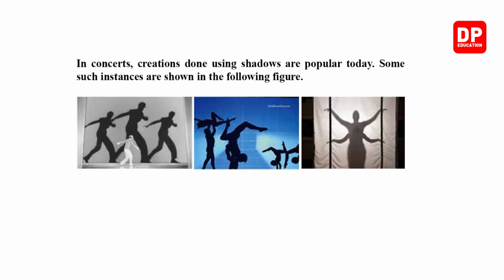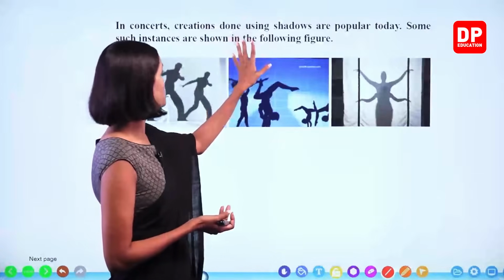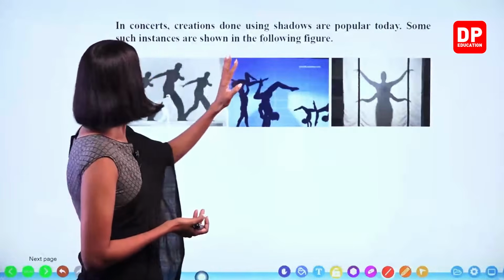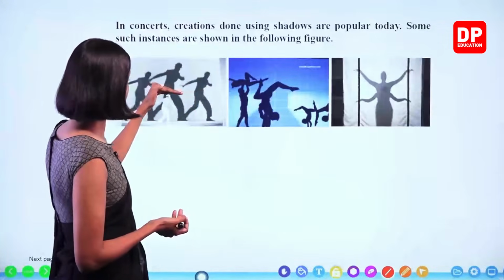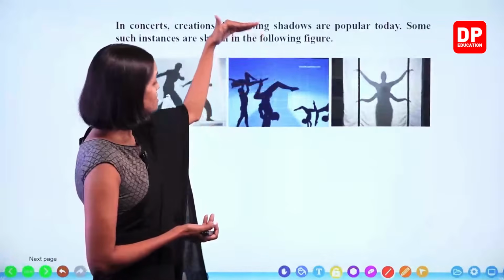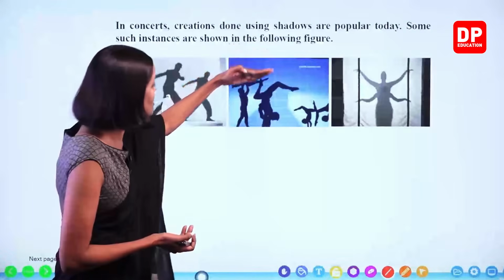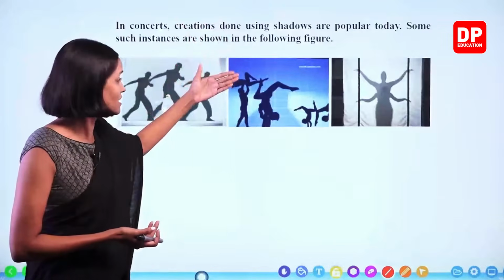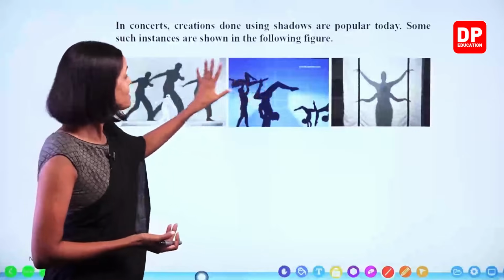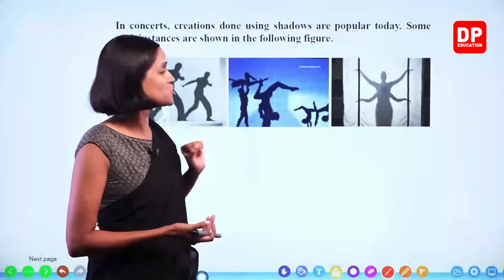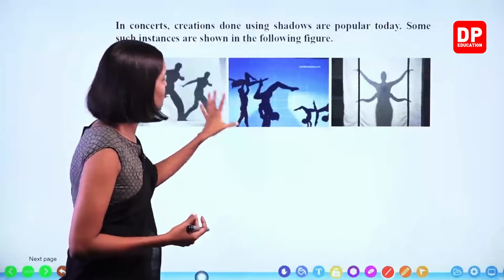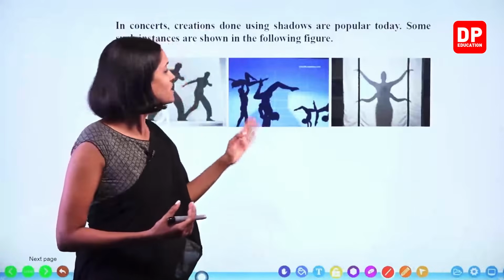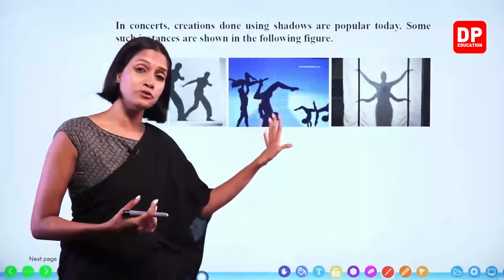Right, so look at these instances, children. In concerts, creations done using shadows are popular today, right? Some such instances are shown in the following figure. So you all can see this one. So here what happens? There's a huge white color screen placed. Behind the screen, in front of a source of light, people are making these different shapes. Okay, children? So you must have watched these type of events as well, even in video clips. These type of events are very popular nowadays.